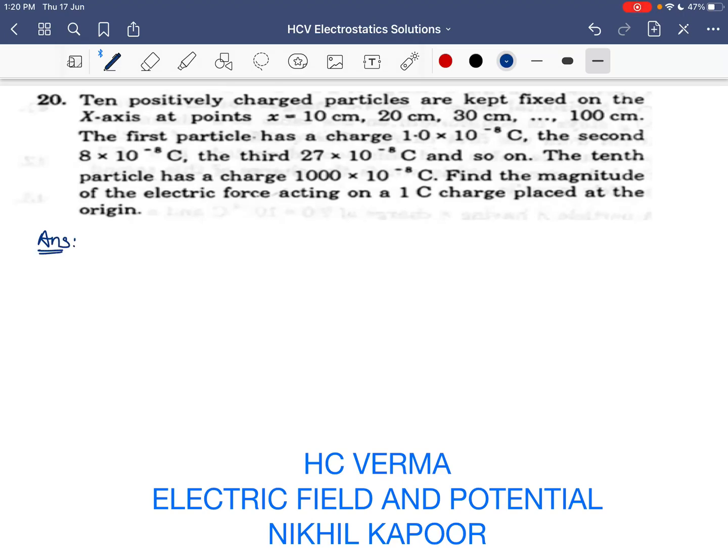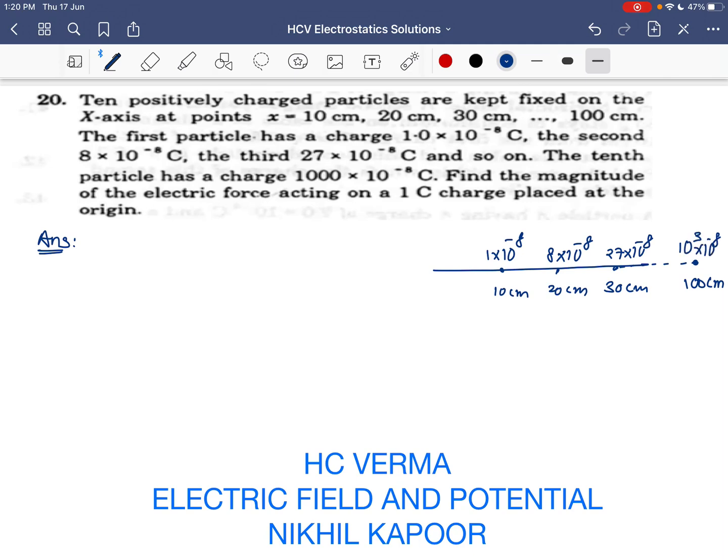Let's start with the 20th example. 10 positively charged particles are kept fixed on the x-axis, at x equal to 10 centimeter, 20 centimeter, 30 centimeter, and so on up to 100 centimeter. The first particle has a charge of 1 into 10 to the power minus 8. The other particle is 8 into 10 raised to minus 8. The third is 27 into 10 raised to minus 8, and the last will be 1000 into 10 raised to minus 8. It means they are 1 cubed, 2 cubed, 3 cubed, 4 cubed, 5 cubed, and so on. Such kind of charges are arranged.